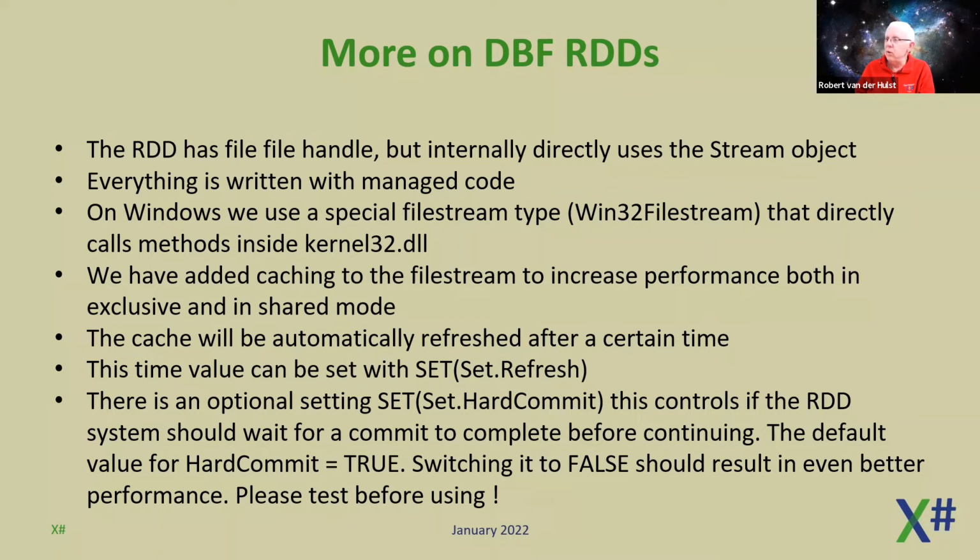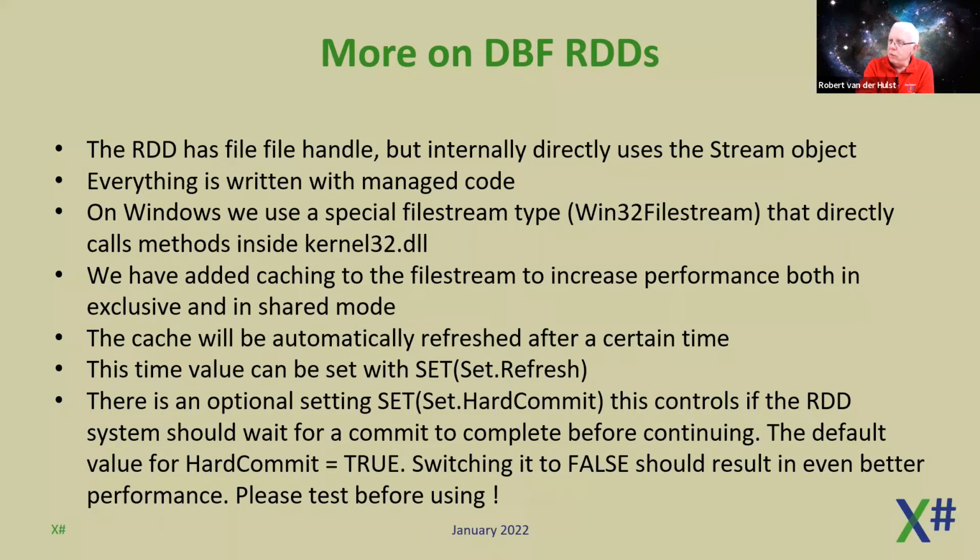Everything is written in managed code, and it all runs in any CPU. I think the previous slide showed that. And there's one exception to it. If you run on Windows, we have discovered that the .NET file stream sometimes has problems and is sometimes a bit slow on Windows. And we created our own special file stream called Win32 file stream. And this directly calls into kernel32. We're still coding against the file stream, so the DBF class itself doesn't know that it is a Win32 file stream, but under the hood that is what it is.